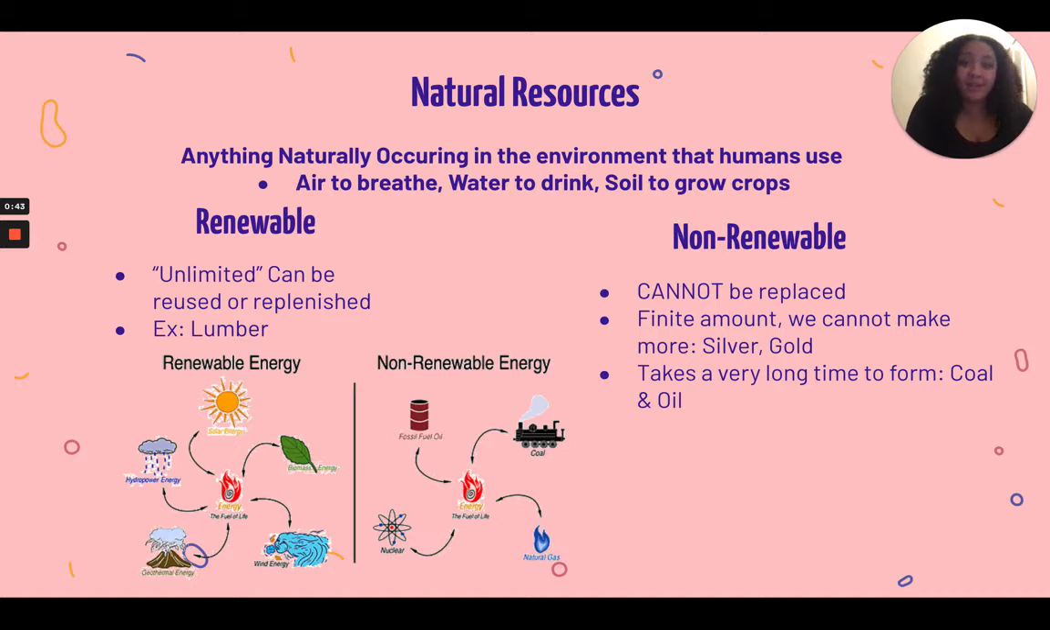There's renewable and there's non-renewable. Renewable is unlimited, so it could be reused or replenished. That could be, again, the food we eat. That could also be the energy we get from the sun. That is unlimited. And another example is lumber. Although it takes a while for trees to replenish, we can actually replenish them and reuse them. So that would be a renewable resource.